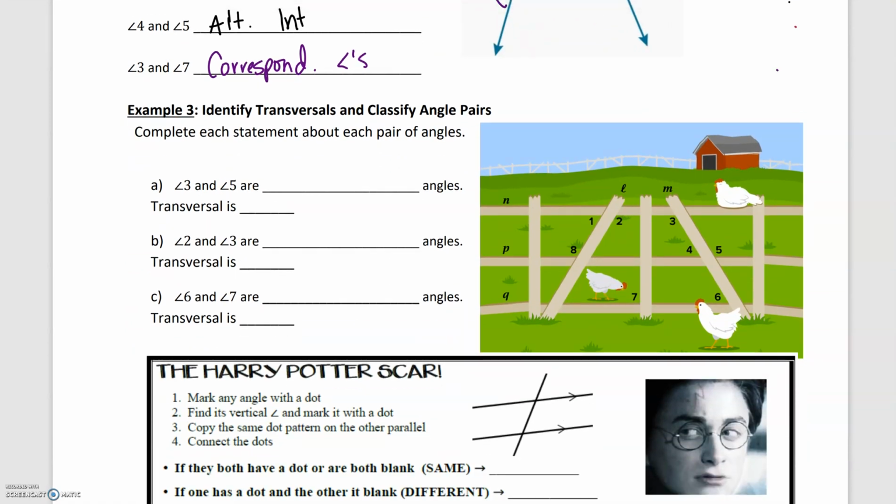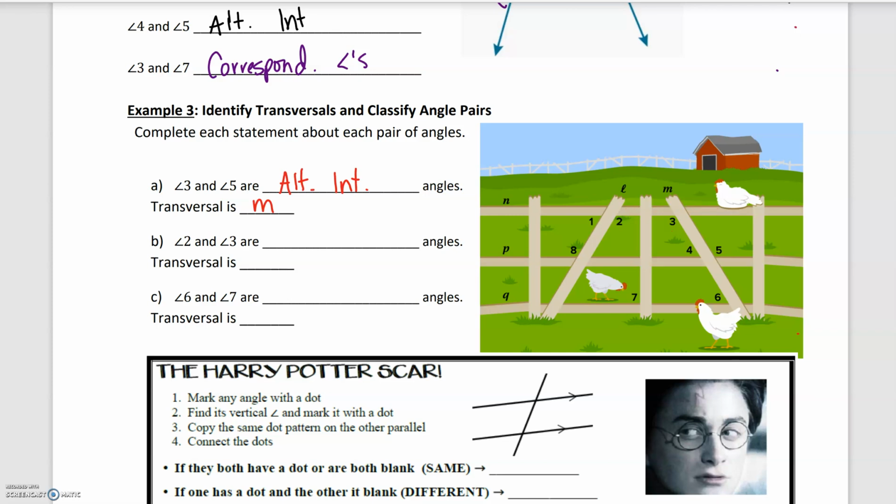So next we're going to not only identify what kind of relationship they have, but also the transversal line. So 3 and 5. The line that they follow along is this line M. So that's our transversal line, the line that they both touch. And then it looks like they are alternate, and they are between the two lines. So alternate interior.